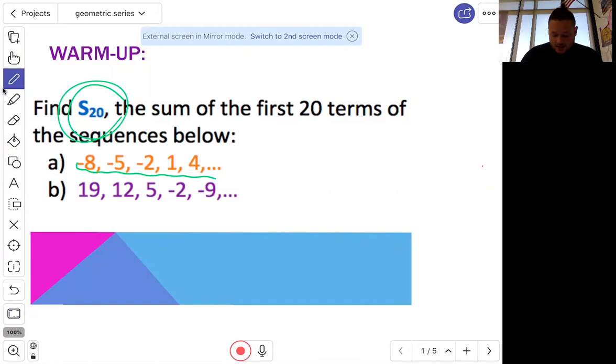If you remember what that is, it is something like this. The sum, or the series, of n over 2 times a1 plus your common difference d times n minus 1, and that's it. So now all I got to do is plug some stuff in.